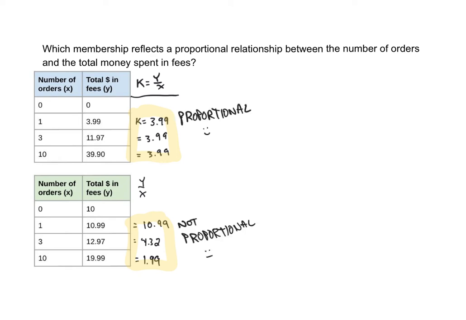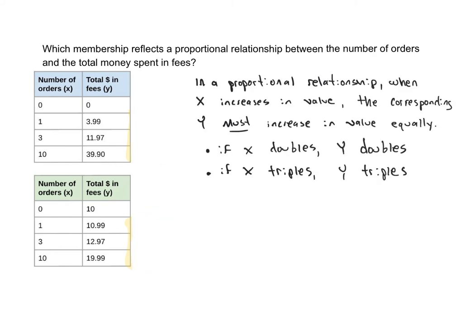Now there is another thing we can look at on these tables to identify a proportional relationship. And that is, in a proportional relationship, if x increases in value, the corresponding y must increase in value equally. In other words, if our x doubles, then y has to double. If our x triples, then y has to triple. And let me show you what this looks like in our tables.